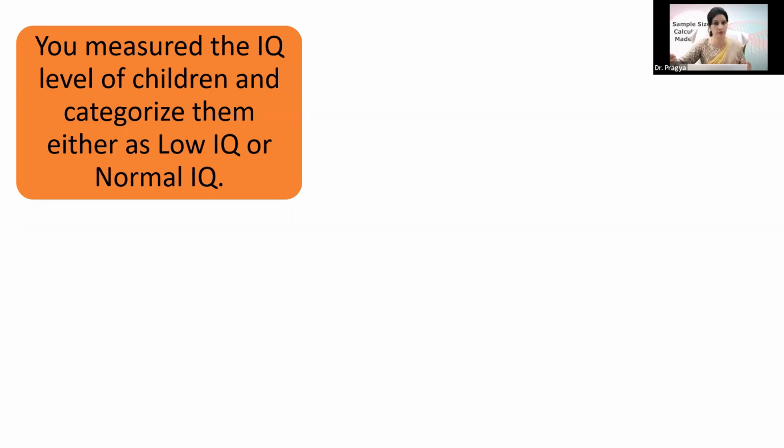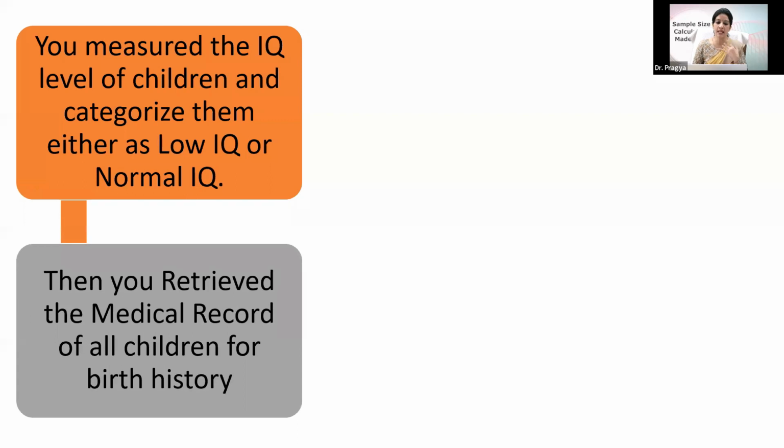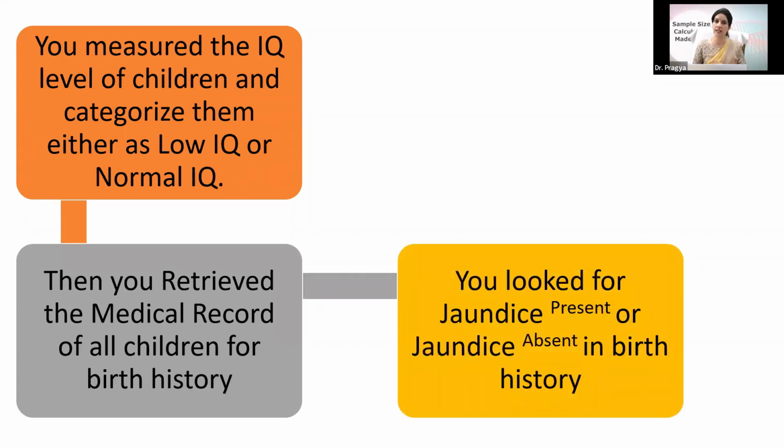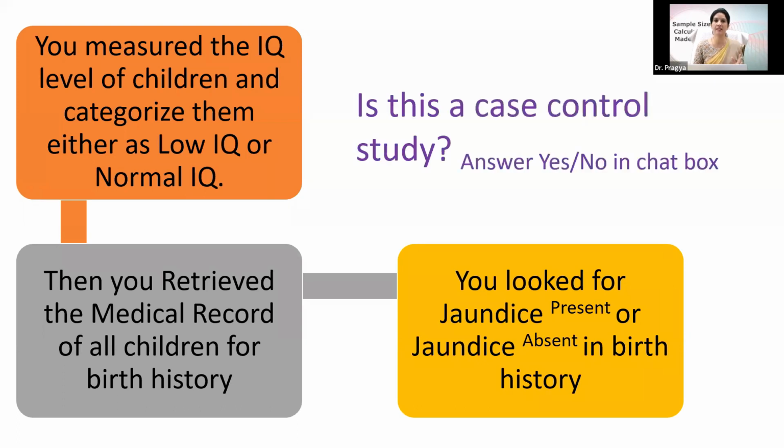Now see this question. The research question is the same, but in this case, let's see how you have proceeded. You measure the IQ level of children and categorize them as low IQ and normal IQ. Then you retrieve the medical records of all children for birth history, and you look for the presence or absence of neonatal jaundice. In this case, is this study a case control study? Please type yes or no in the chat box.